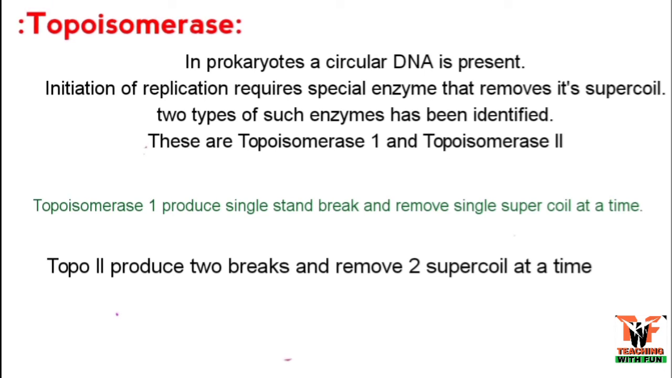Topoisomerase 1 produces a single strand break and removes a single supercoil at a time, whereas Topoisomerase 2 produces two breaks and removes two supercoils at a time.